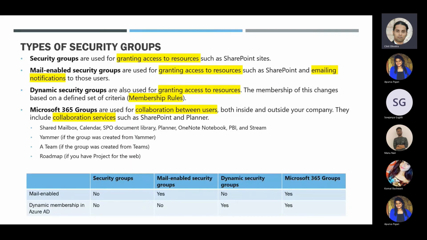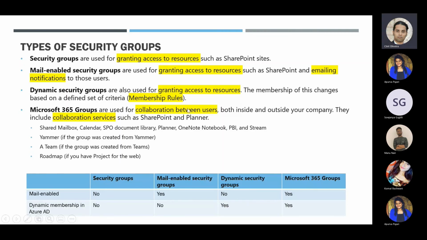Now, this group can also be created in Yammer, Teams, and Roadmap. So if it is created in Yammer, there would be a Yammer site associated with that group. If it's created in MS Teams, whenever you create an MS Team, there is an M365 group or a unified group that is created in the backend. So if it's created in Teams, there's a Teams associated with it. And Roadmap if you have a project on the web.